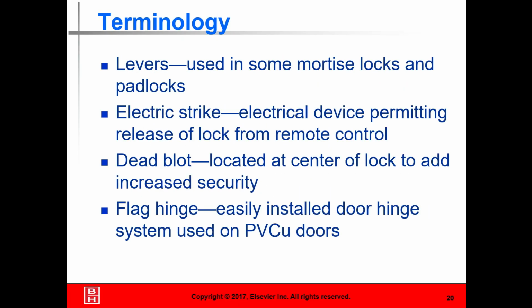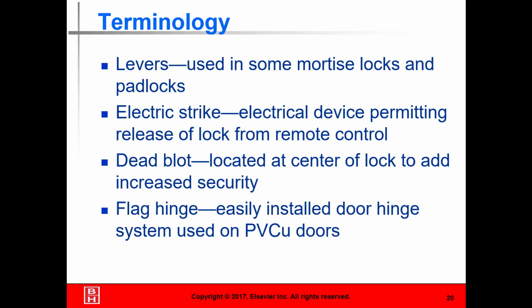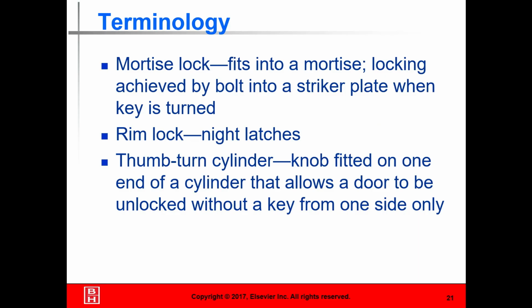Let's see, terminology. Deadbolt. Electric strike plate, an electric device that has it. Flange hinge is a door hinge system used on PVC doors. Levers sometimes use mortise locks. A mortise lock fits into the side of the door, so it kind of hollows it out. A rim lock: latches are still sometimes referred to by their traditional name, rim locks, though they're not really that. Thumb turn cylinders that we have. These are some of the different things that we want to have.